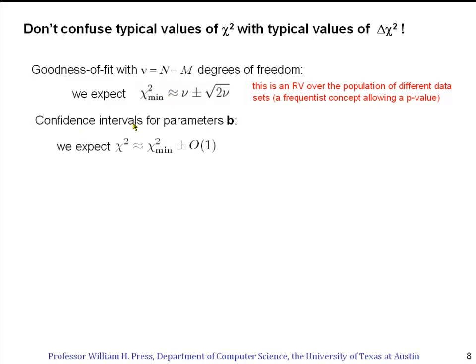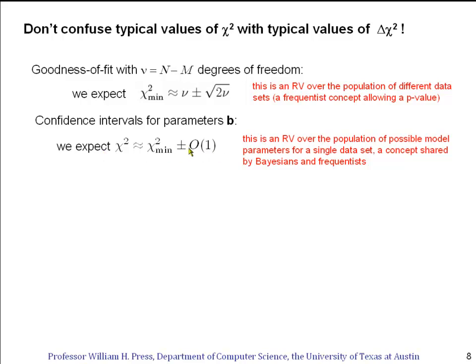But now go back a step, when we were computing the confidence intervals or the covariance matrix of b. We decided how big a range b could vary within by starting at chi-square minimum, the same value we had up here, and letting chi-square grow as we vary b, but it could grow by only an amount of order unity. It was the entries in the table back there, the table that tabulated confidence intervals and delta chi-squareds. So the random variable implied in this equation is over the population of possible model parameters, b's, but for a single data set. This is a concept that's shared by Bayesians and frequentists.